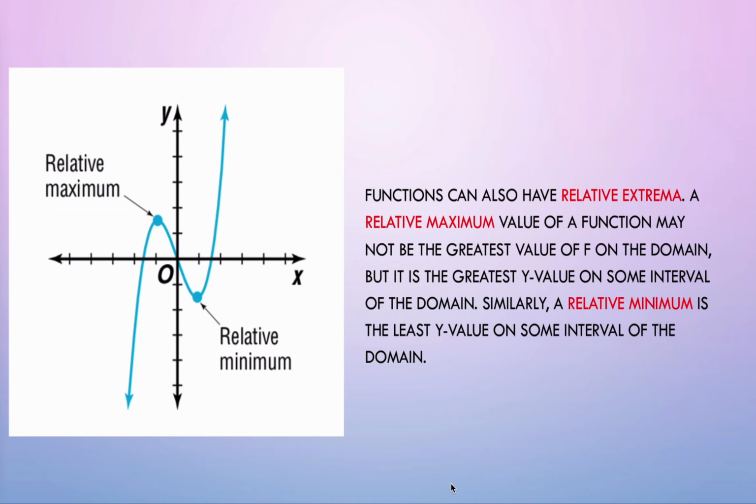Functions can also have relative extrema. A relative maximum may not be the greatest value on the entire domain, but it's the greatest y value on some interval of the domain. It's where the function switches from increasing to decreasing. A relative minimum is going to be where it switches from decreasing to increasing. So it's the least value on some interval of the domain.